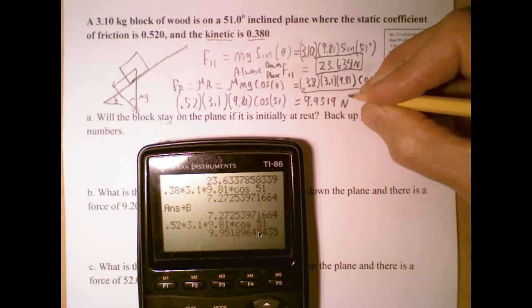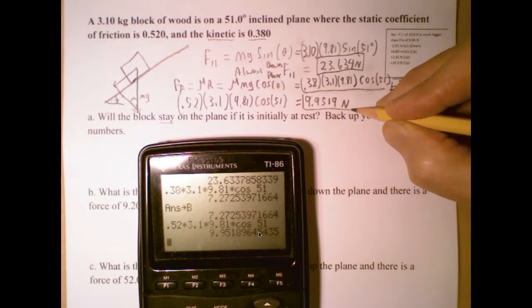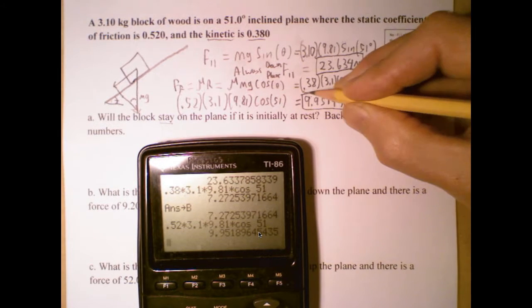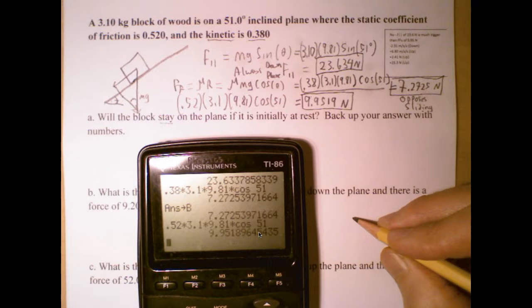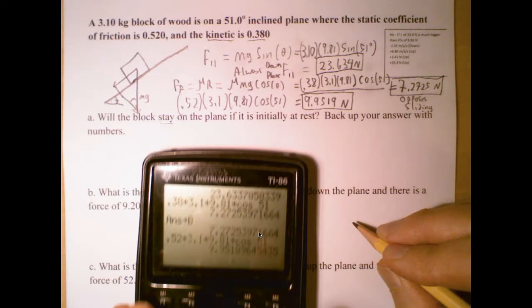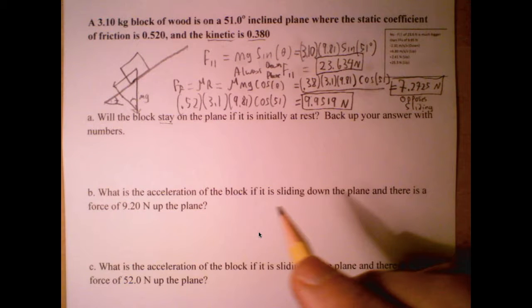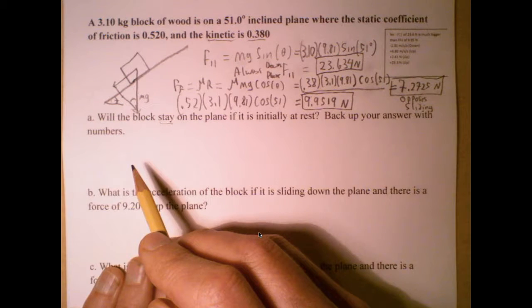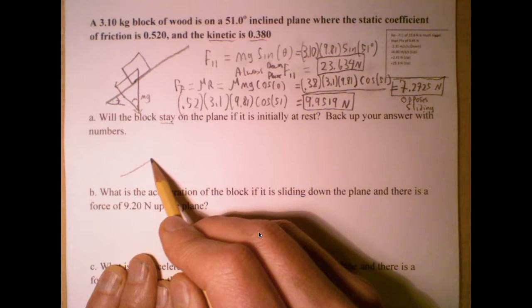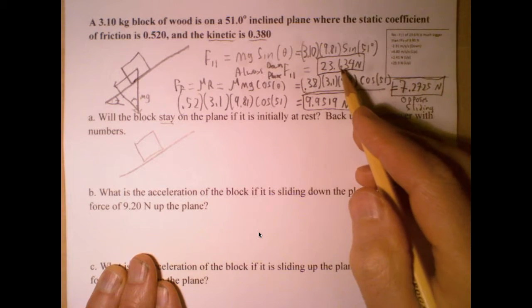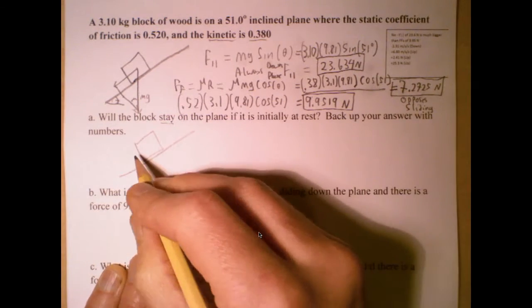newtons, right? And that is the maximum amount of force available to keep the object from sliding down the plane. Okay, so now the question is, right, will the block stay on the plane, right? So now we can draw a little picture, right? Here's this block sitting on the plane. The parallel force here, 23.6 newtons acting down the plane.